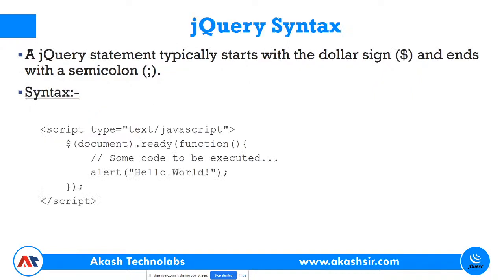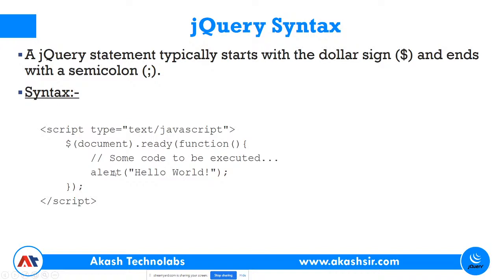So this is the basic syntax of jQuery. I know it will look difficult right now, but I will give you a demonstration for this. Here you can see this is a script tag. This is a dollar. Dollar refers to this document. This document dot ready. Once my page is loaded successfully, then it will execute one function, right?